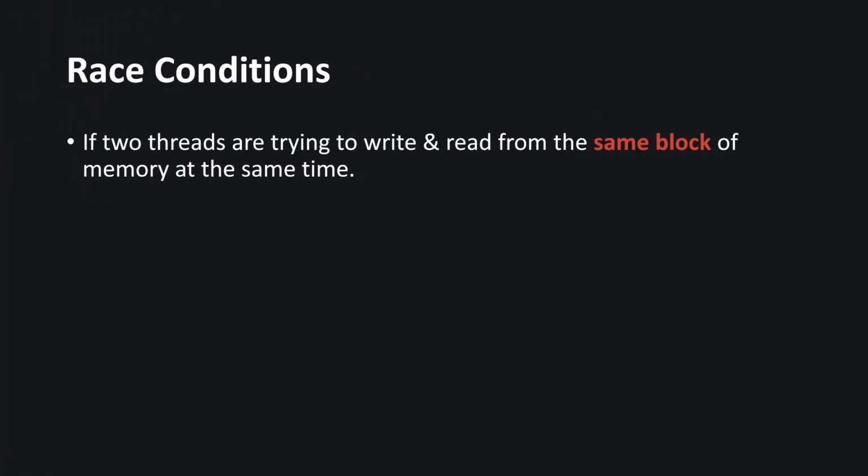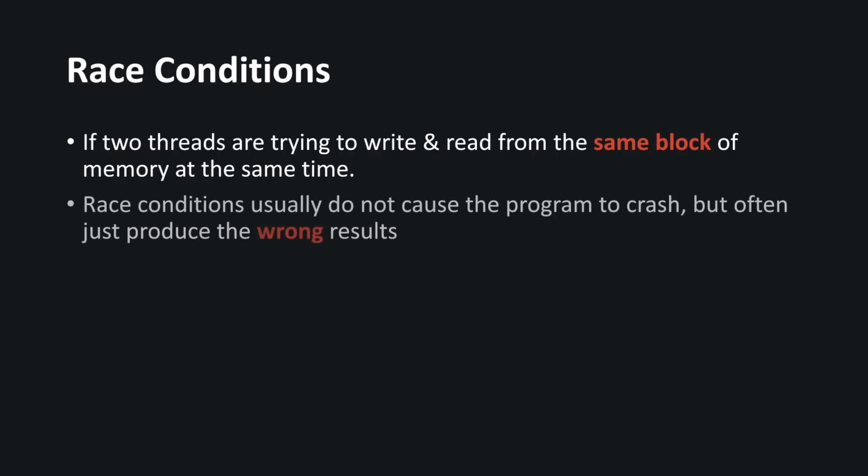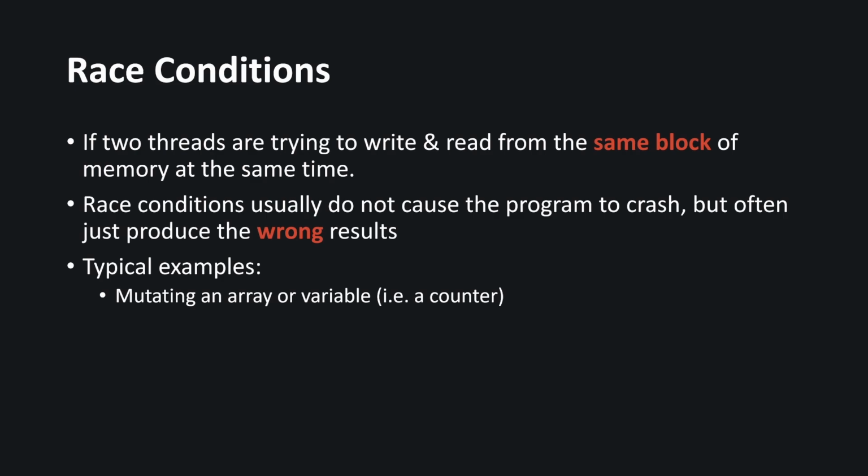So race conditions happen if 2 or more threads are competing for access to the same block of memory. Unfortunately, race conditions often don't cause a program to crash, but can just produce the wrong results, and so they can be quite hard to catch. The typical examples of race conditions that you see are when you're mutating the same block of memory, either inside an array or a particular variable. Race conditions can also occur when you're trying to append to an array or write to an output result, because when you move to a multi-threading model, the order of execution is not actually guaranteed, because the tasks are assigned to threads based on a scheduler.